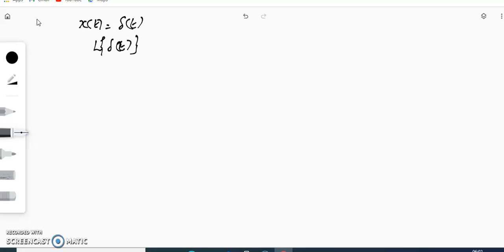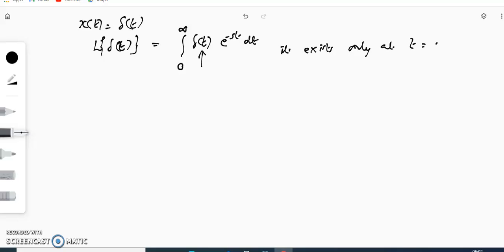The basic step in finding this Laplace transform is writing the equation. First we have to write the equation. Here I am going to find the unilateral Laplace transform only. It is not bidirectional. Integral of delta t into e raised to minus st dt. And where does this delta t exist? It exists only at t is equal to 0.